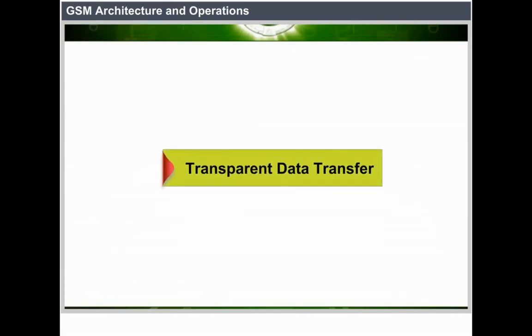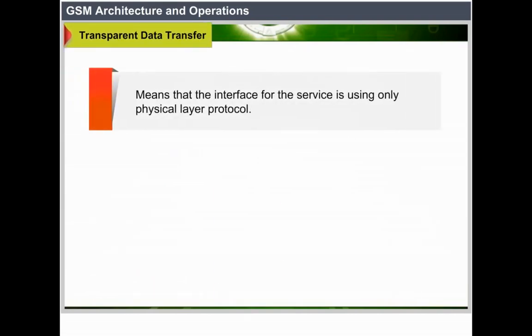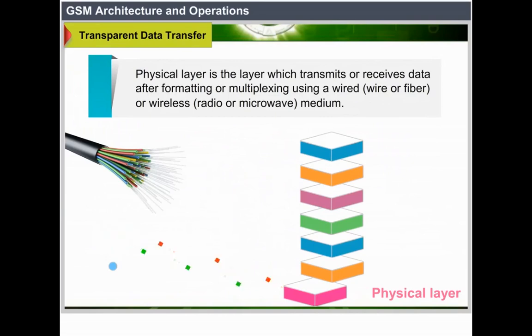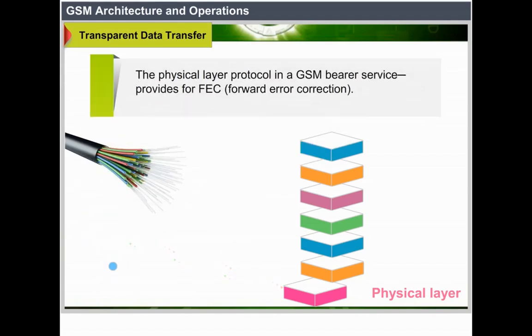Transparent data transfer means that the interface for the service is using only the physical layer protocol. The physical layer is the layer which transmits or receives data after formatting or multiplexing using a wired medium, wire or fiber, or a wireless medium, radio or microwave. The physical layer protocol in a GSM bearer service provides for FEC, forward error correction.